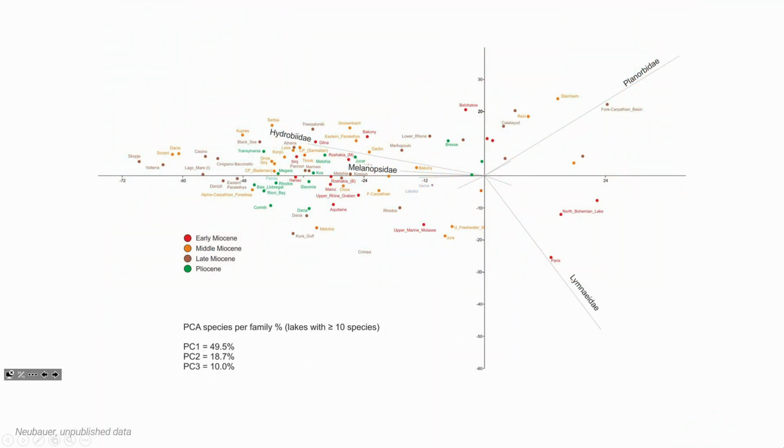But what happens afterwards? This is just a very quick and dirty graph we produced some while ago. It's basically unpublished, and we just used the relative abundance of families and made a PCA. Probably I wouldn't do this anymore, but it will show you something very important. So in the Neogene, the Miocene and the Pliocene, you have most faunas being dominated by these caenogastropod things, the Hydrobiidae, Melanopsidae, maybe a few other families. And very few faunas that are typical with planorbids and lymnaeids.